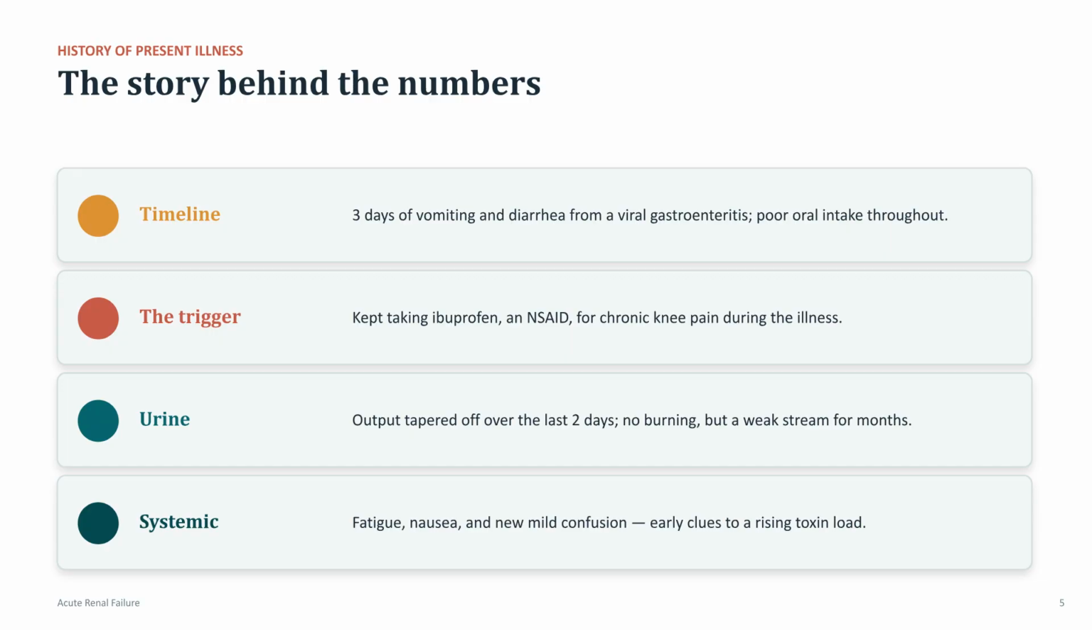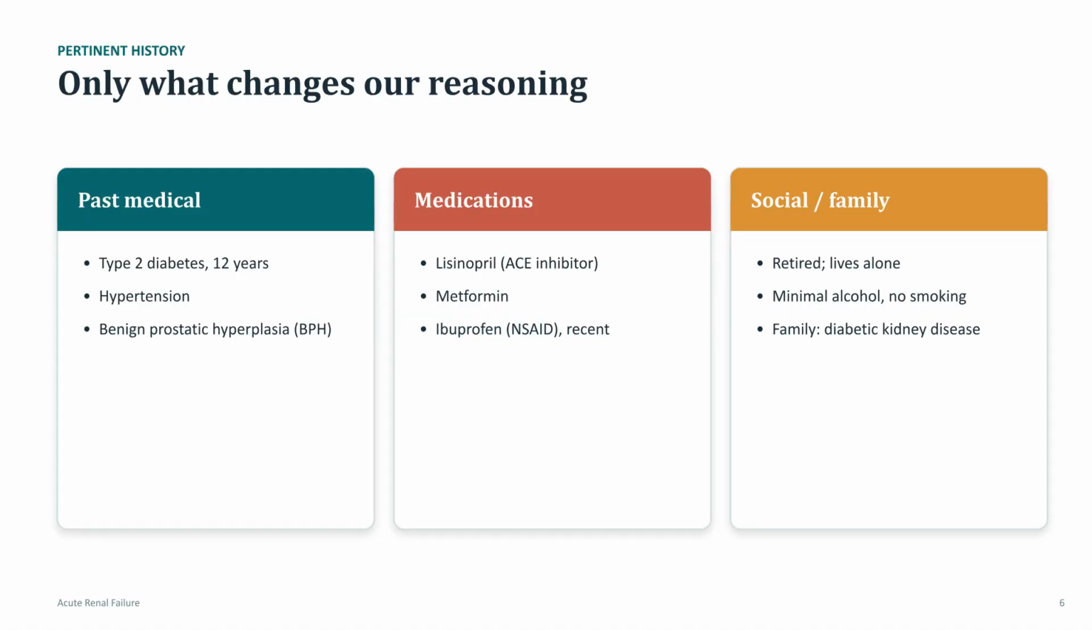Looking at the history, our patient faced a viral illness leading to volume loss. Critically, he continued using ibuprofen for pain during this time. His reduced urine output, combined with systemic symptoms like confusion, provides early clinical clues regarding a rising toxic load and potentially multiple underlying causes. Reviewing his medical history is essential for our reasoning.